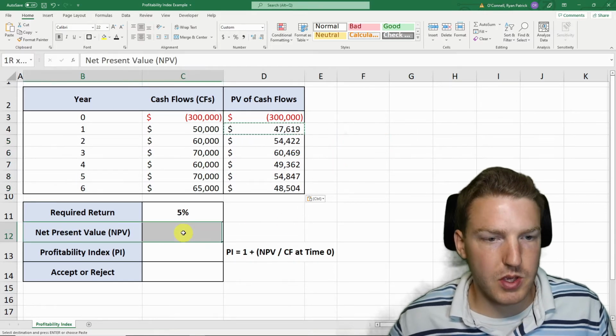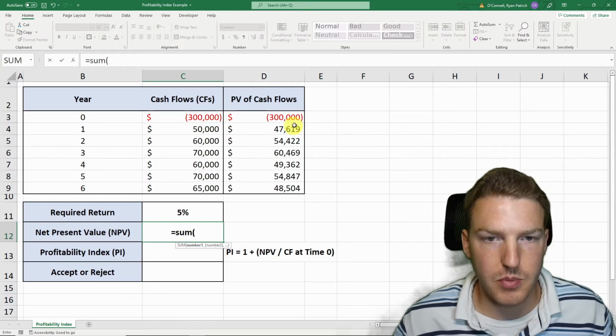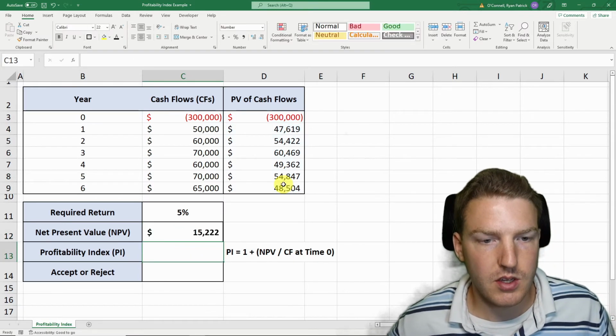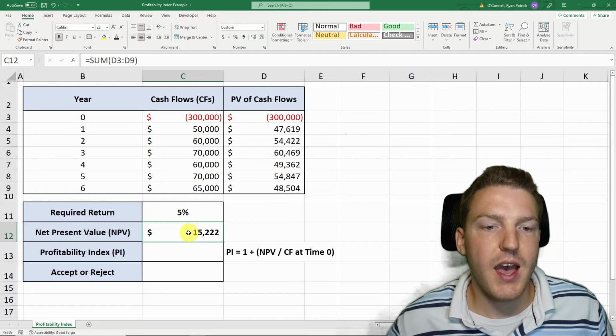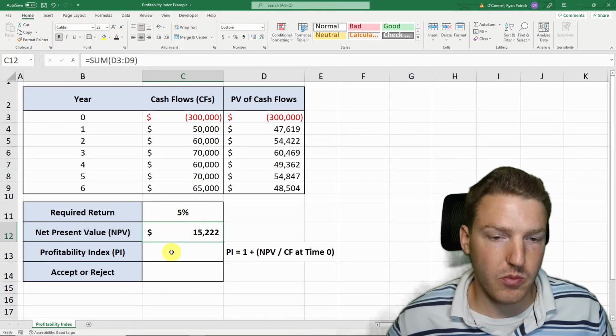And now we can just compute the net present value of the entire project by just summing all of the present values of all the cash flows. And so now we see that we have an actual positive net present value, and that is very important.